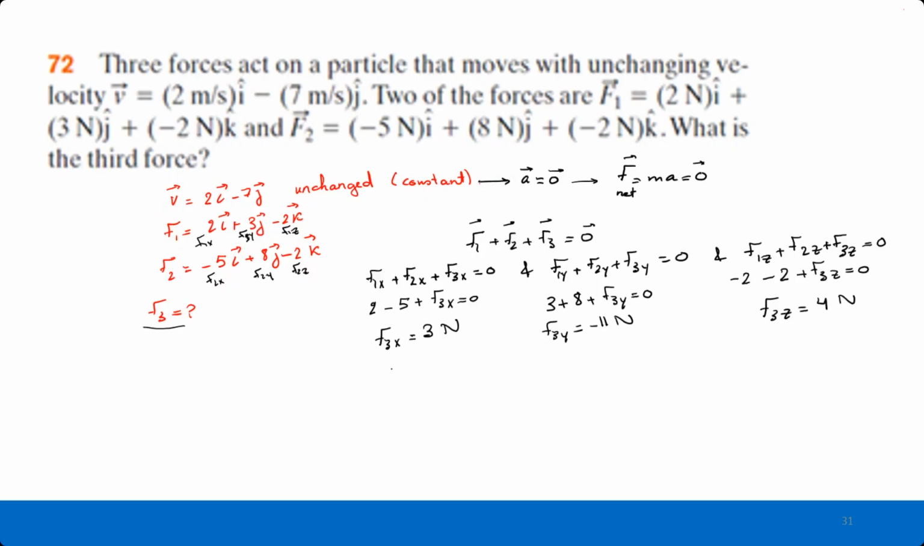You can see how I found the components of the third force. I can now write the third force in unit vector notation, similar to F1 and F2. I found the third force in its unit vector notation.